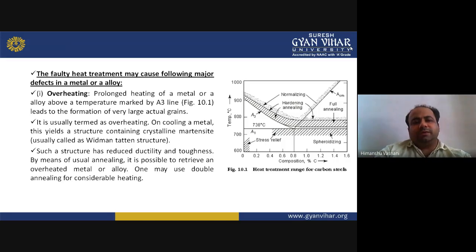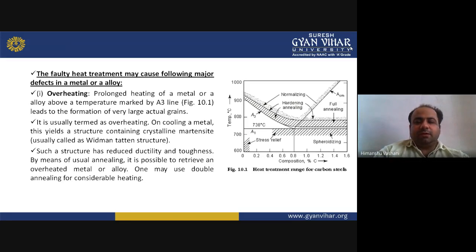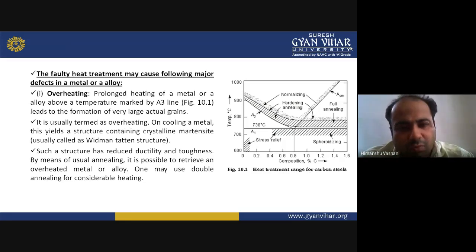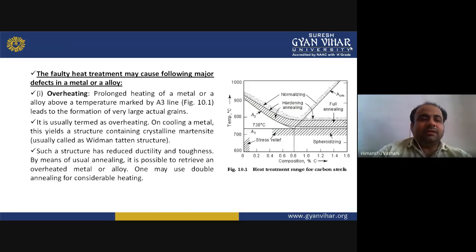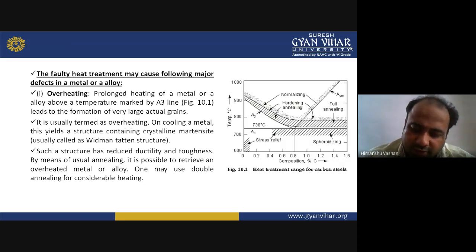So prolonged heating of the metal or alloy above the temperature marked by the A3 line will lead to the formation of very large grains, and you can call that overheating. On the other hand, on cooling the metal, this yields a structure containing crystalline martensite, usually called Widmanstatten structure. Now this is something new. Such a structure has reduced ductility and toughness.